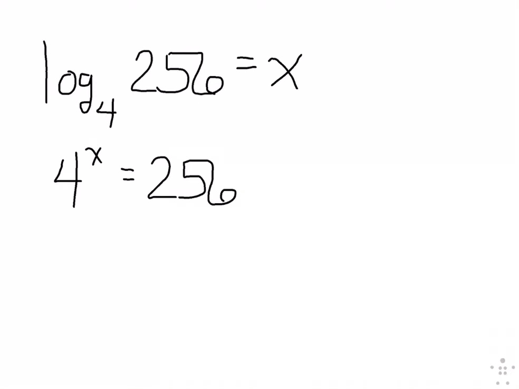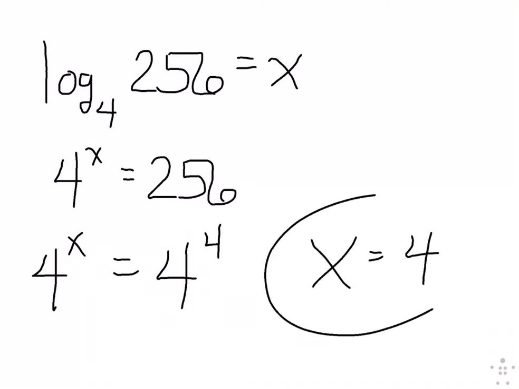So now, everybody, 4 times 4 is how much? 16. 16 times 4 is 64. Times 4 is 256. So how many 4s did I use? 4. So 4 is the base for this one, and 4 is the base for that one. If the bases are the same, then the exponents are the same, so how big is x? 4. Good. What do you guys think?